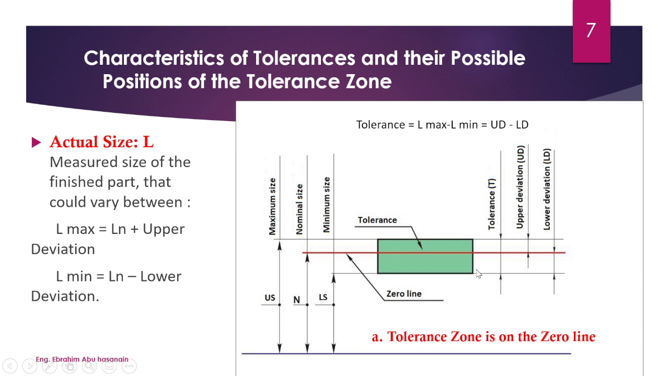Upper deviation minus lower deviation will give us our tolerance. This is our tolerance. We talk about 30 mm at IT7. Even this dimension can be 30 or 21 micron. Some of them will be above, some of them will be down, for example.